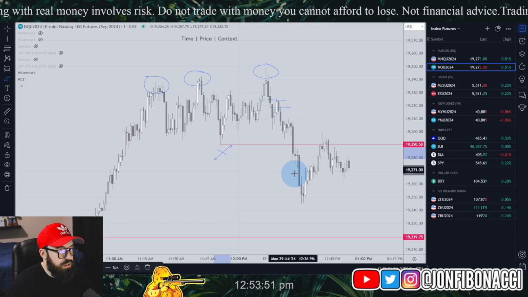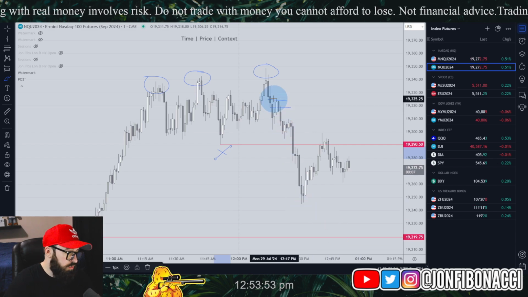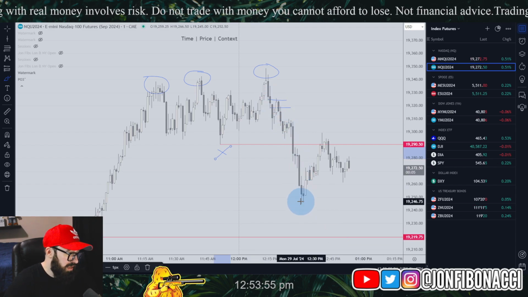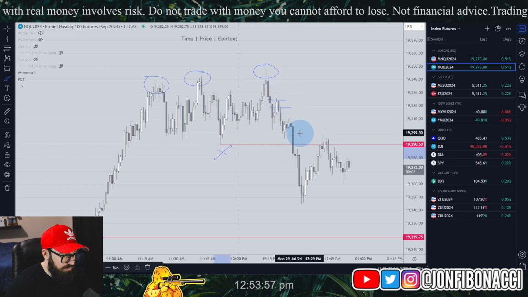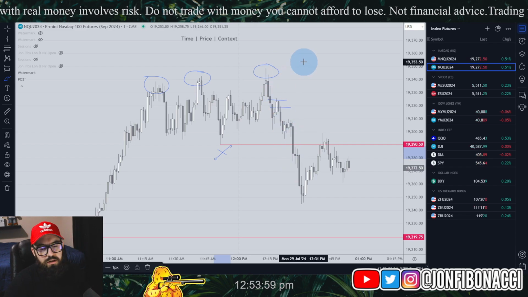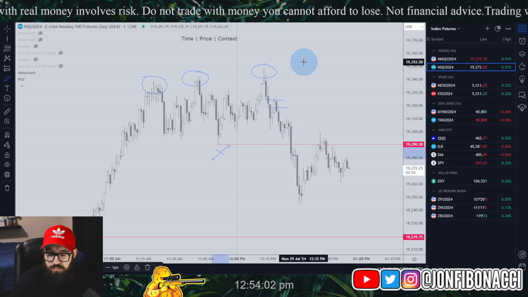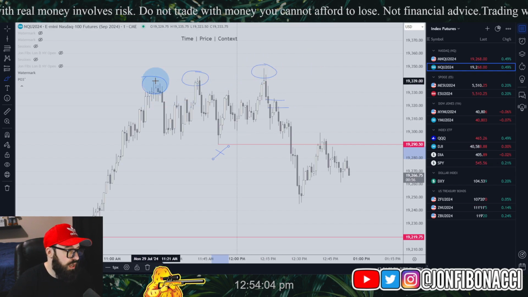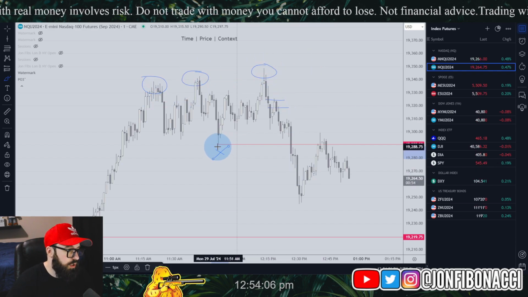So like that to me is fairly tradable. I don't know what your RR would have been on that. Probably not a lot. Probably a 1-to-1 or 1-to-2 at best. But it's a simple example that occurred today. 1, 2, 3, lower for lunch liquidity.